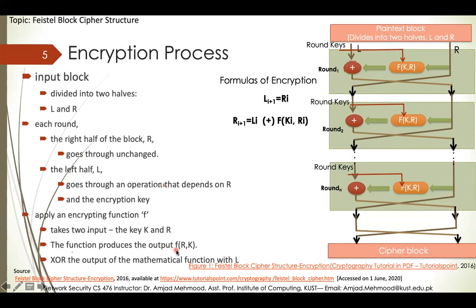The function produces the output F(R, K). This is XORed with the left side and passes to the right side. You can see here that R goes to the left side without making any change, whereas on the left side you perform the process like F(K, R), and then this will be XORed with the left side and passes to the right side.